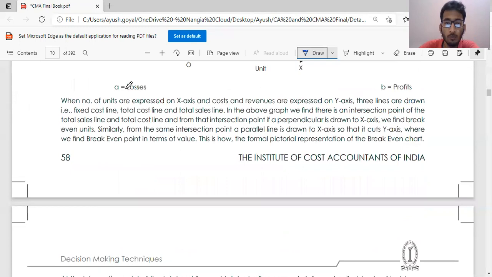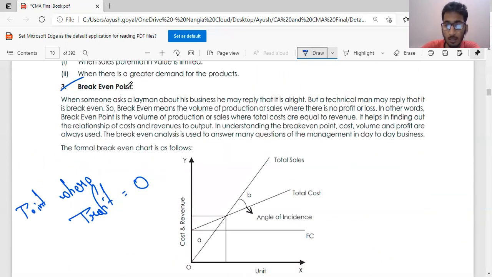This angle of incidence is related to this graph. The graph is related to total sales and total cost. If you see here, at this point, total cost and total sale are equal.